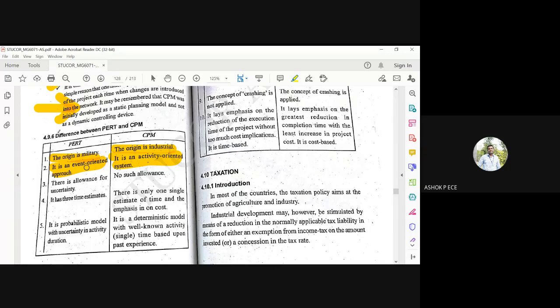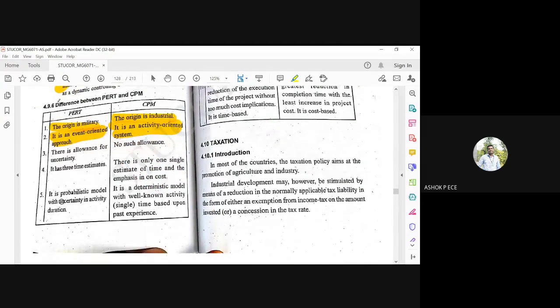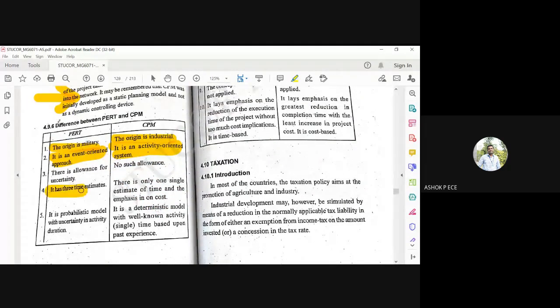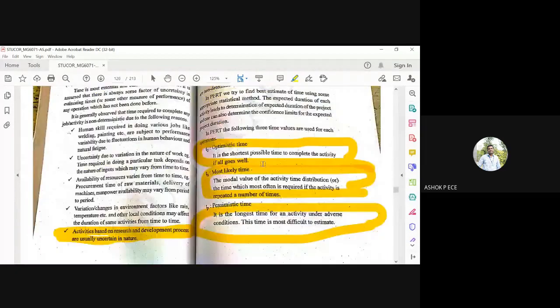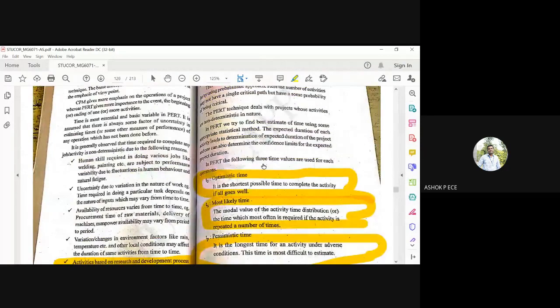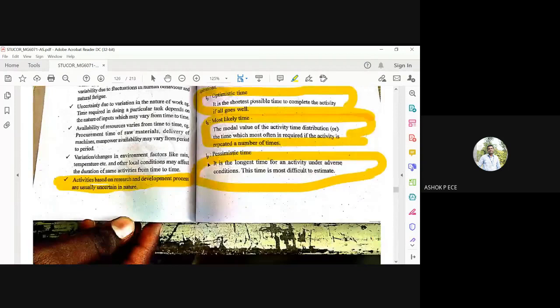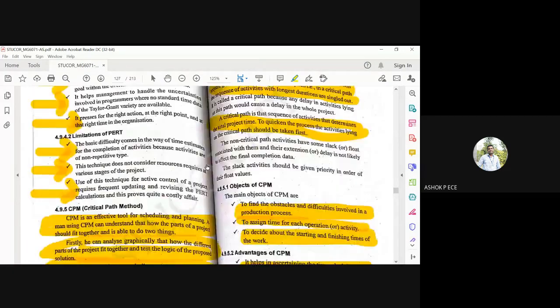There is allowance for uncertainty in PERT because I'm going to use statistical tools to estimate the time, but no such allowance is there in CPM. In CPM, you don't have any allowance for uncertainty. PERT has three time estimates. We have seen what they are: the optimistic time, the most likely time, and the pessimistic time. So these are the three things we have in PERT.